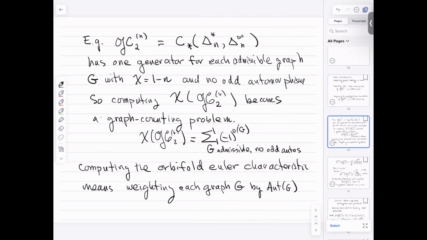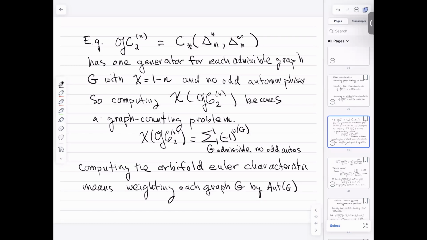So let's look at GC_2. We know the chains: it's got one generator for every admissible graph with Euler characteristic 1 minus n and no automorphisms. So it's one generator in dimension k. You can compute the Euler characteristic on the chain level just as well as on the homology level. And so computing the Euler characteristic becomes a graph counting problem.